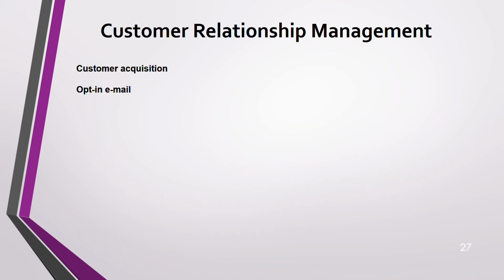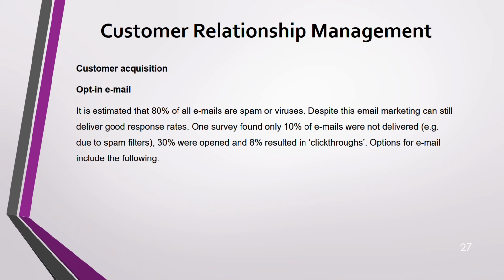Opt-in email. You must have got this as well. 80% of all the emails are what? They are spams or viruses. Only 10% respond. One survey found only 10% of emails were not delivered. For example, due to spam filter, 30% were opened, 8% resulted in click through.